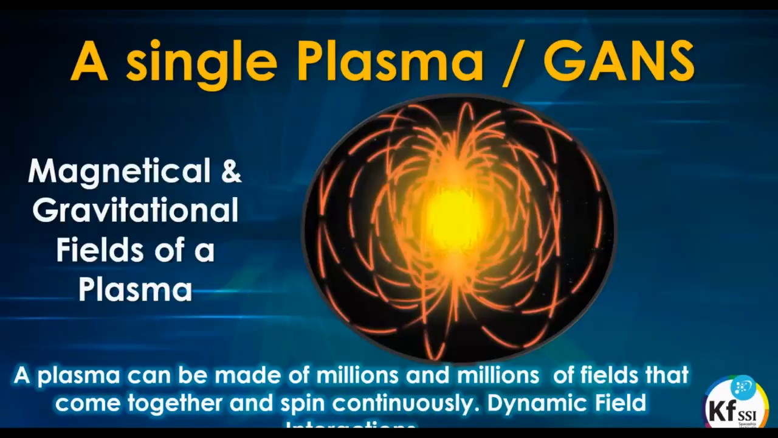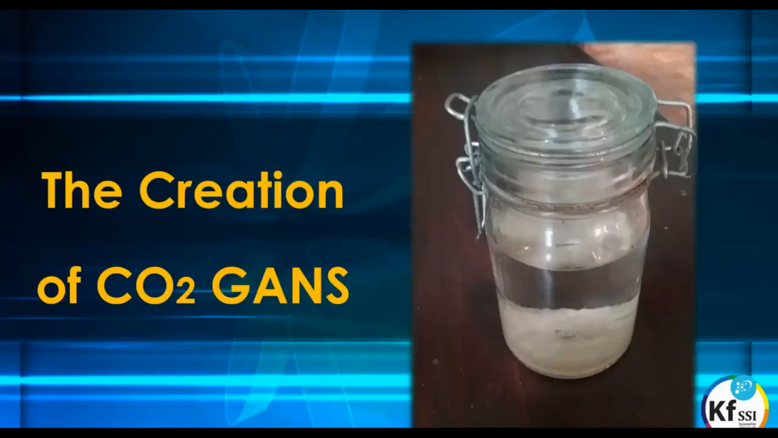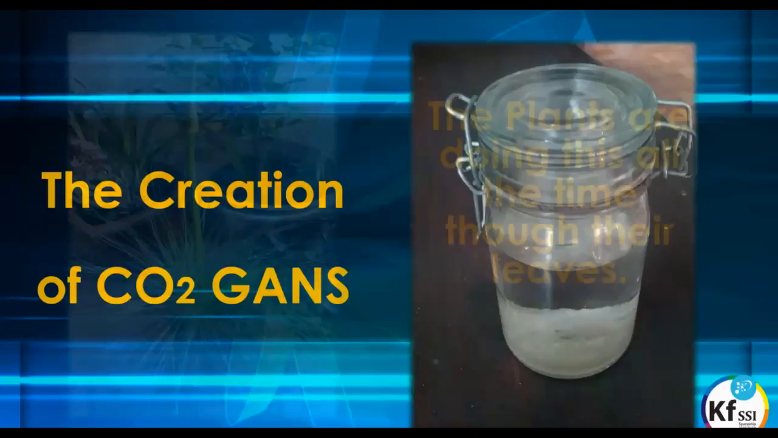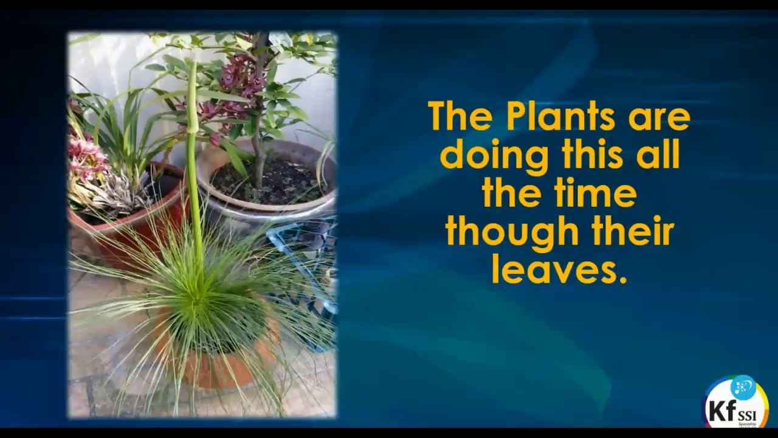Right, so now we'll go on to the creation of CO2 GANS. And the plants all around us are doing this all the time through their leaves. So it's nothing new. It's just something that we've never understood. And now we can also produce our own CO2 GANS.